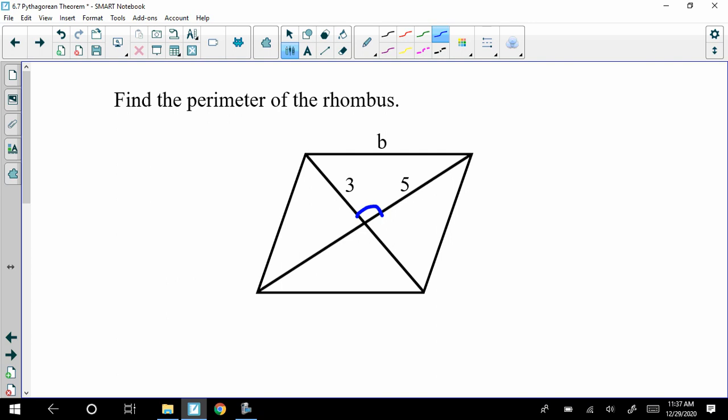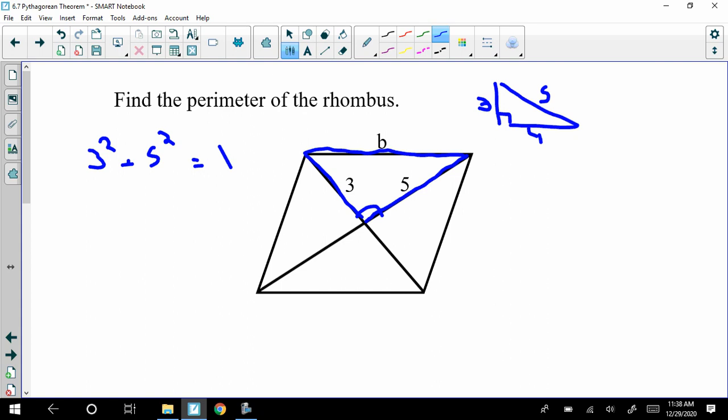Now, we have to be really careful here because as we've seen, we have a triangle that is a 3, 4, 5. And we'll see that quite a bit. But the 3 and the 4 have to be the legs. If we look at the triangle that we made here, I have 3 and 5. 5 is a leg. It is not the hypotenuse. We can't use the 3, 4, 5 triangle. So what we have to do is do 3 squared plus 5 squared equals b squared. So be careful with that b. b is not a leg.